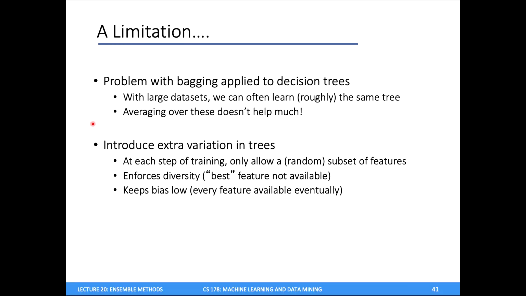And so one way to introduce extra variation in our trees, again, we want this variation, we want diverse models, is that at each step, we only allow a random subset of the features to be selected. So rather than looking at every single feature in my data set when I'm creating my decision trees, I only look at some subset of these features. And again, here we're introducing more diversity into the trees that we learn.